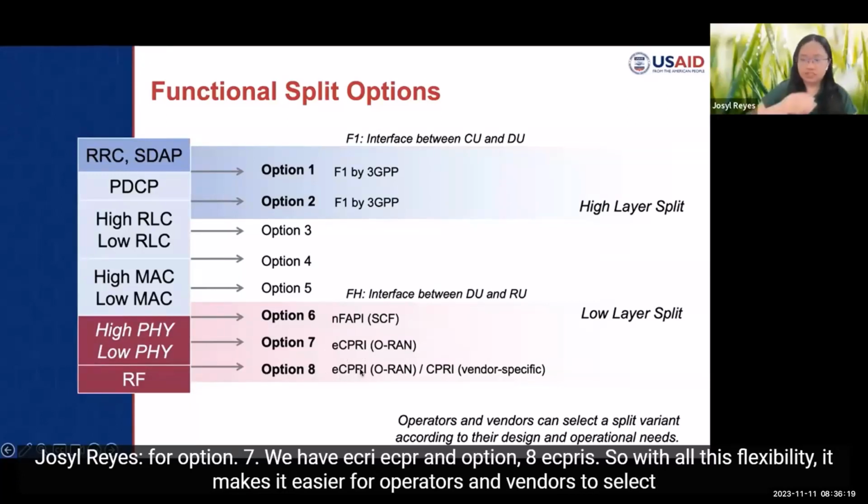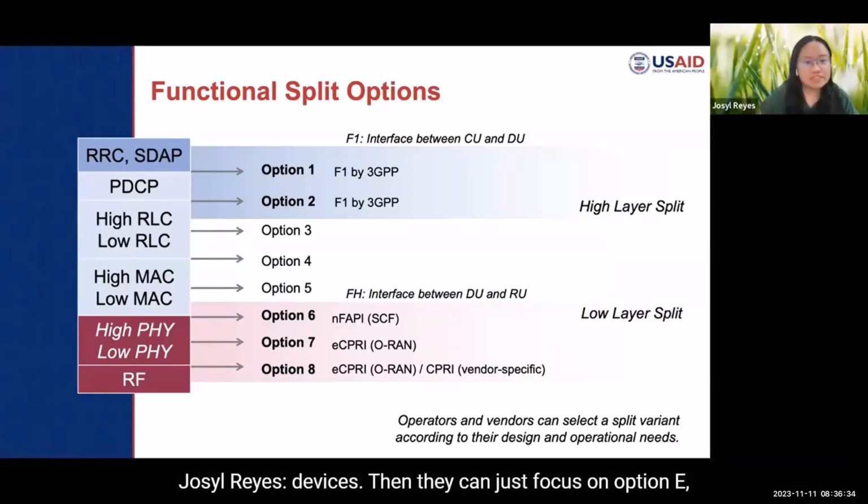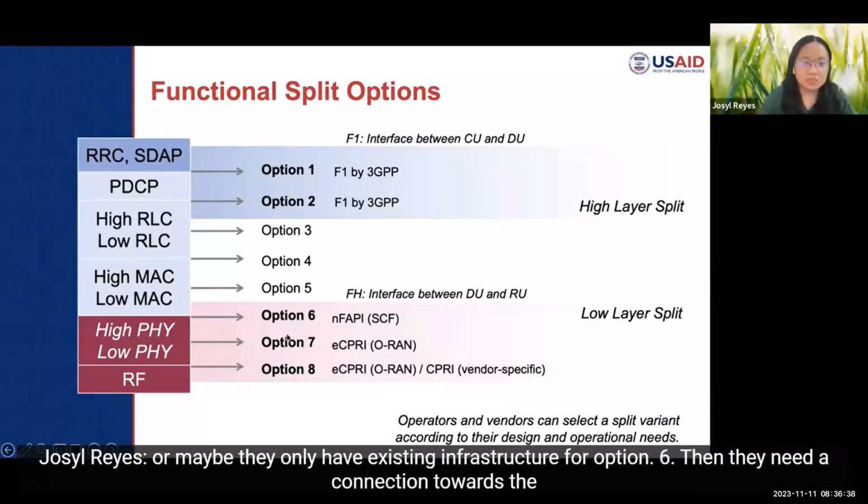So with all this flexibility, it makes it easier for operators and vendors to select a split variant according to their design and operational needs. Maybe they only need more RF devices, then they can just focus on option 8. Or maybe they only have existing infrastructure for option 6.